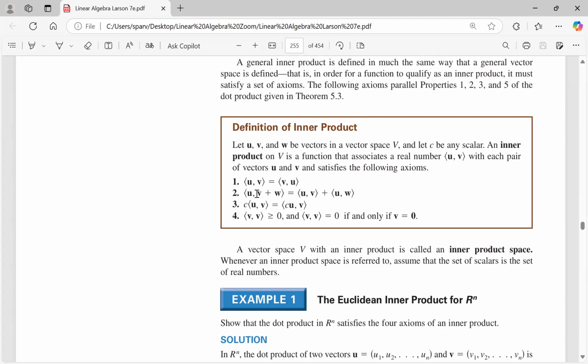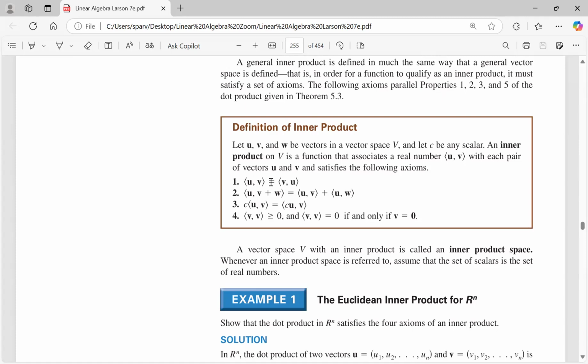And then this is the second property. This is exactly like before. This was like U dotted with V plus W, the distributive property. This one, number 2, is called the additive axiom. The first one, U dotted V and V dot U being the same, is commonly known as the symmetry axiom.